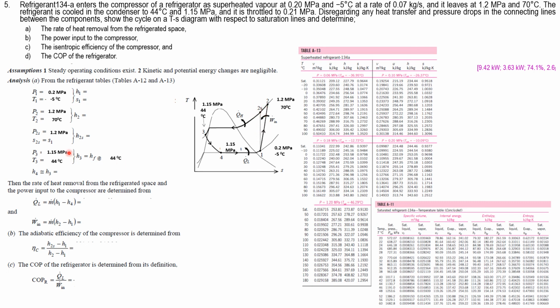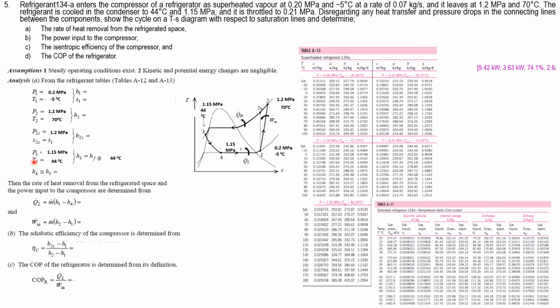So to find H2S, remember the pressure is similar, but you have to use the entropy at point number 1 because entropy 1 and entropy 2S is same. So use those two information. Again, you go back to 1.2 megapascal. You find where is your entropy, which corresponds to this S1. And then you interpolate between them to find your H2S, which is here.